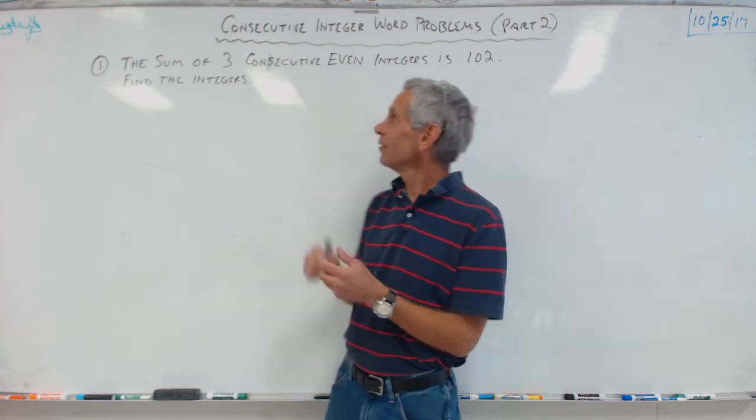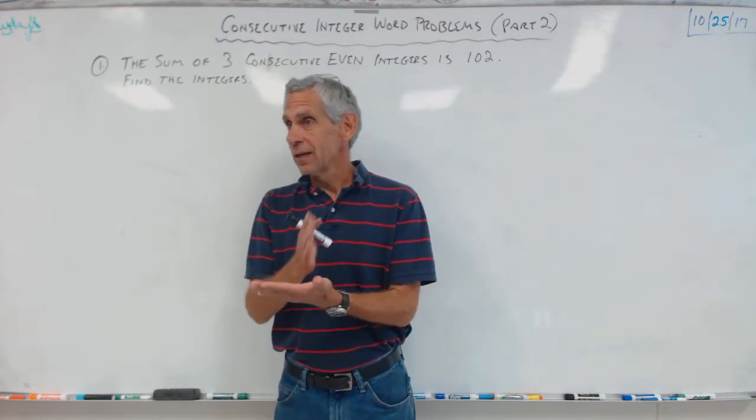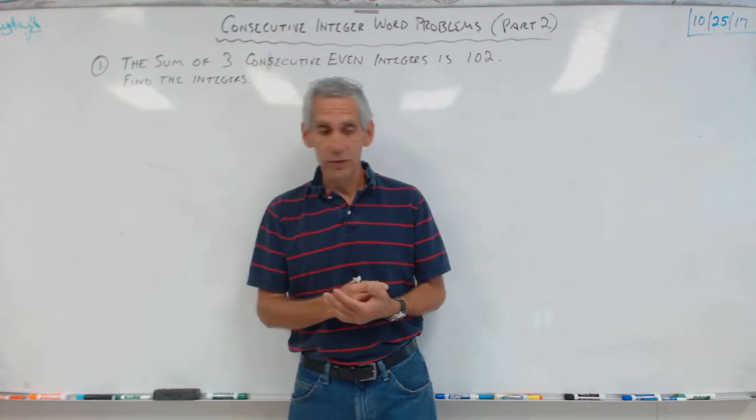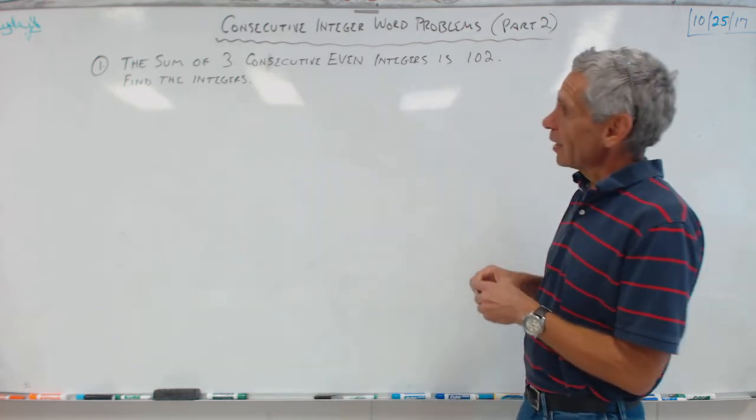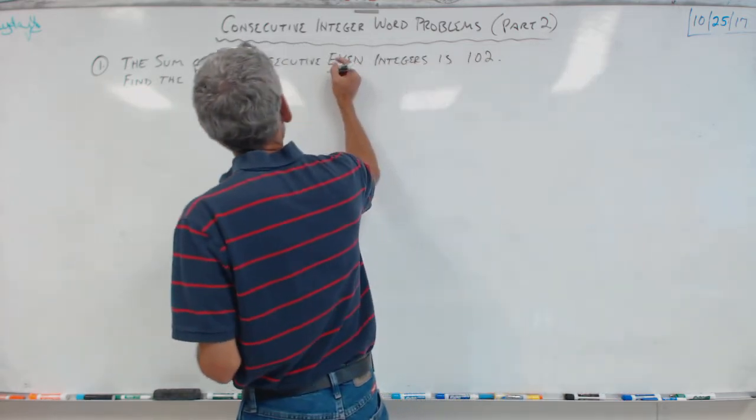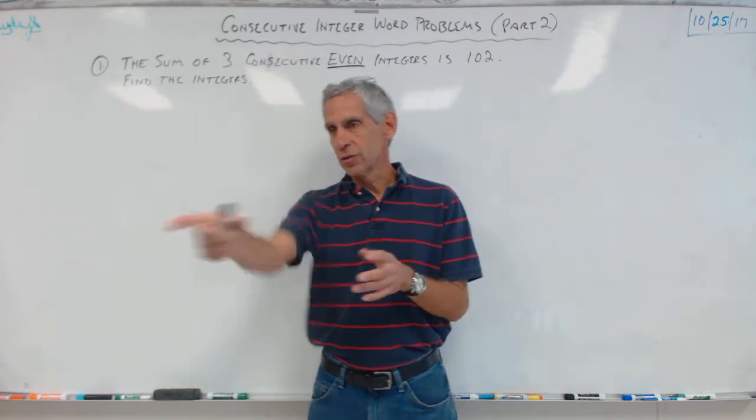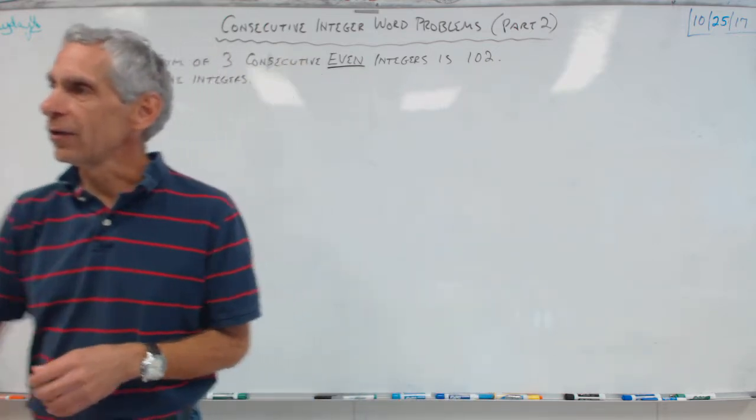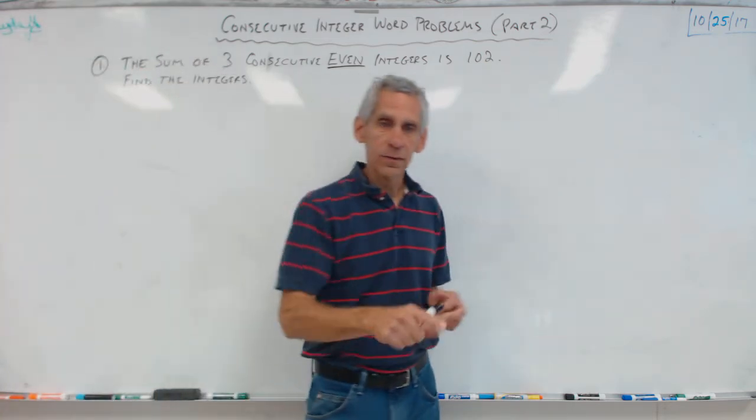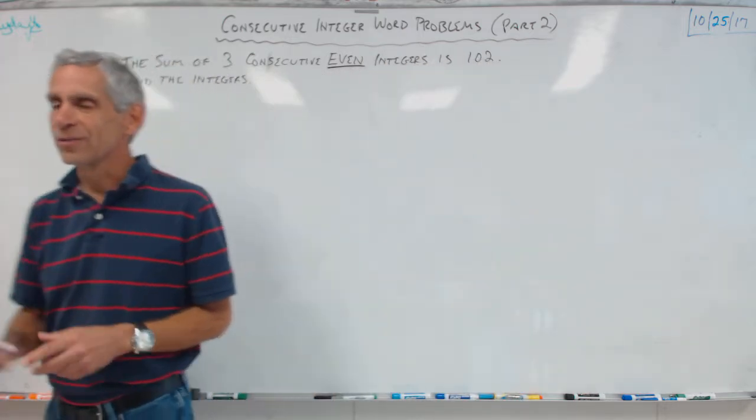Yesterday we talked about consecutive integer word problems, numbers that were consecutive to each other, right? So 1, 2, 3, or 7, 8, 9, or 10, 11, 12. Now we're talking about the sum of 3 consecutive even integers. Can somebody give me an example? 2, 4, 6. Another one. 24, 26, 28. Correct. Another one. 34, 36, and 38. Very good.